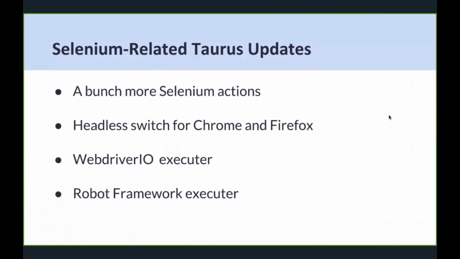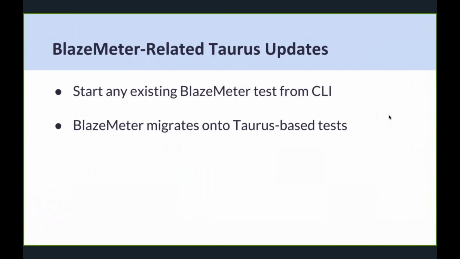And the third piece of the updates for Taurus is the feature to start any existing BlazeMeter test from command line. For those of you who like and use BlazeMeter application already, and you want to have a command line way to trigger a test in BlazeMeter that you have, there is now the ability to specify the test ID in the Taurus YAML file, and through Taurus trigger the BlazeMeter test without modifying the BlazeMeter test.